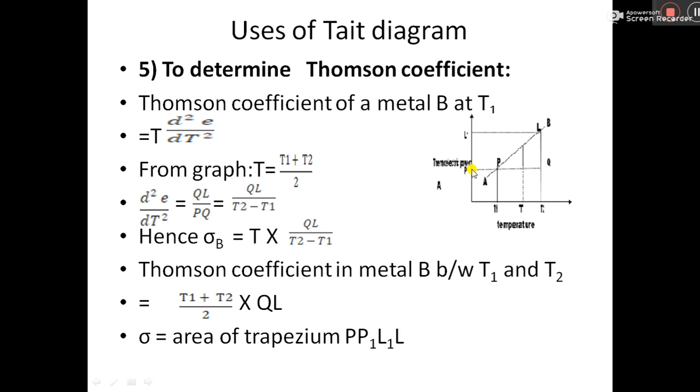P1L1L. So this is the area of trapezium. We know how to find the area of trapezium, that is half into height into sum of parallel sides. So this is the parallel sides and this is the height. So that gives the Thomson coefficient σ, that is area of trapezium P1L1L.